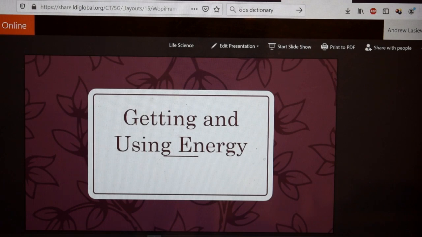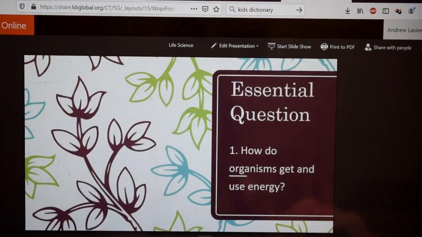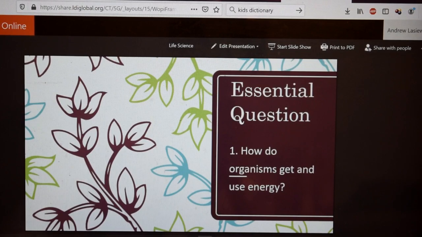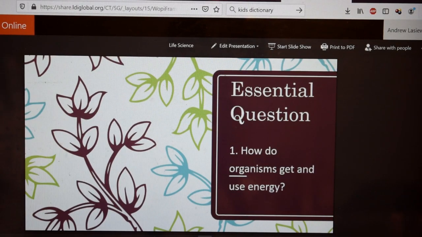As we get going, we're starting a new section on how plants basically get and use energy. By the end of class today, we're going to be able to answer, how do organisms get and use energy? Today we're going to focus solely on plants, and in the next day or so, we're going to be looking at animals. So we won't be fully able to answer this question today, but we'll be able to answer how plants get energy, and to some extent how they use it as well.